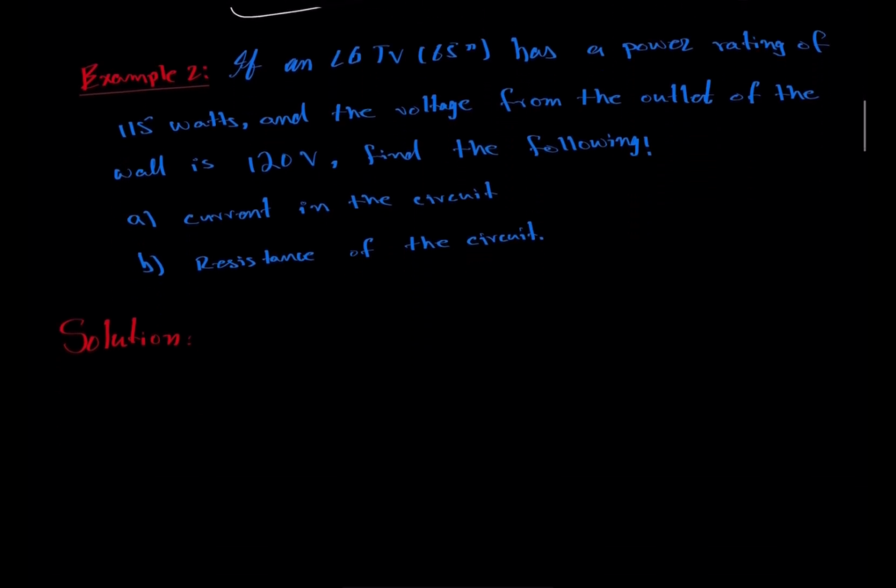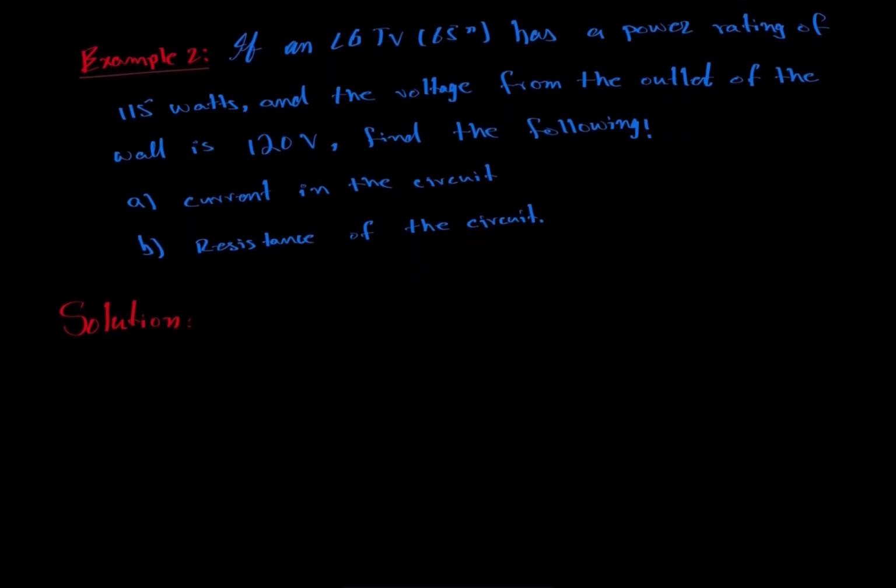Now let's go to the second example here. If an LG TV 65 inches has a power rating of 115 watts, okay, let's write down the quantities or the given entities that we have. So 115 watts is given, and the voltage from the outlet of the wall is 120 volts.